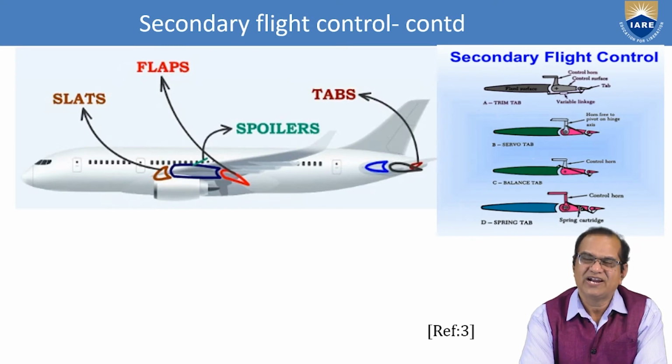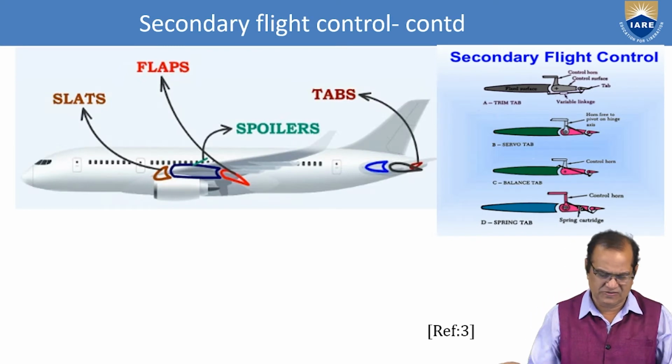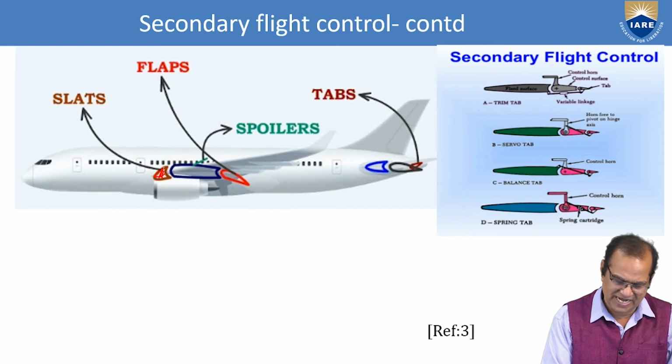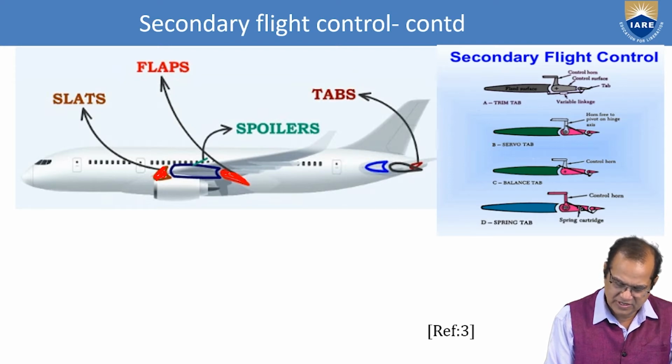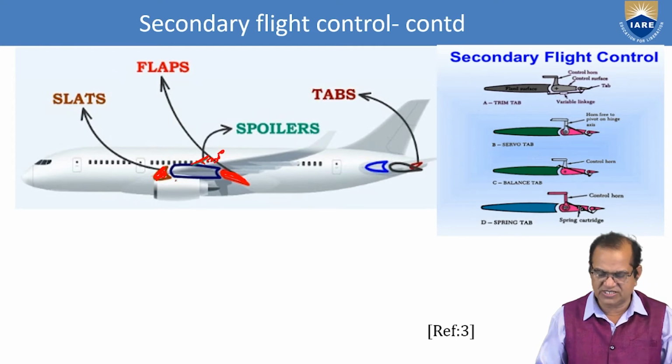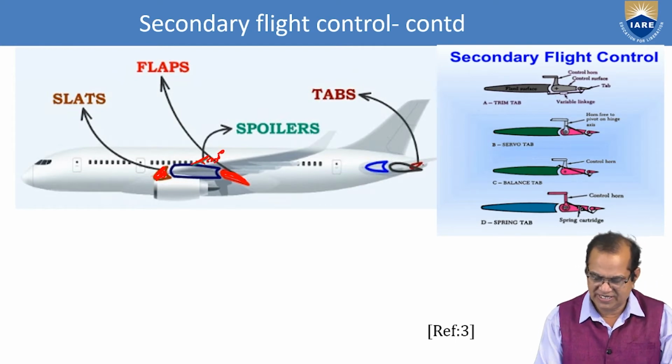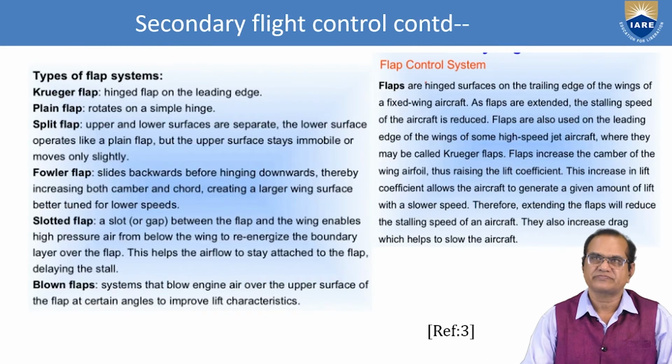Secondary flight controls are shown here. The slats are here. These are the slats, you can see here. And these are the flaps. And these are the spoilers, and they are normally lifted 30 degrees. If you see here, we have the trim tabs, and these are shown in this diagram.